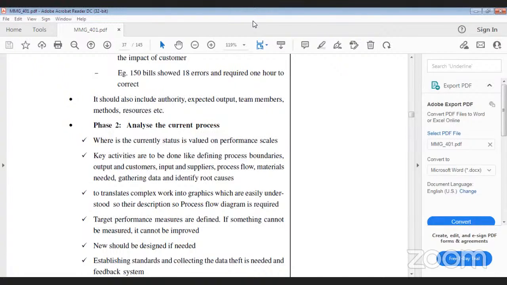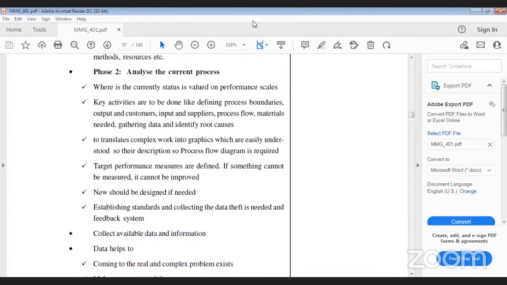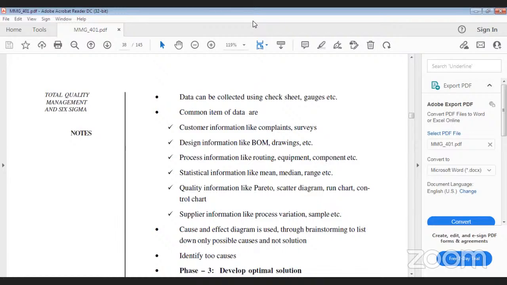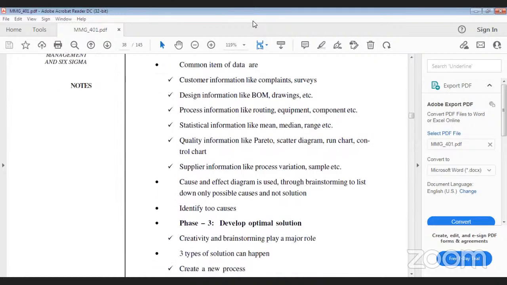Then the third phase is to develop optimal solutions, developing optional solutions with creativity. We shall stop here.